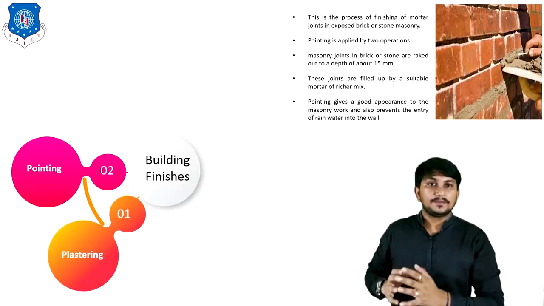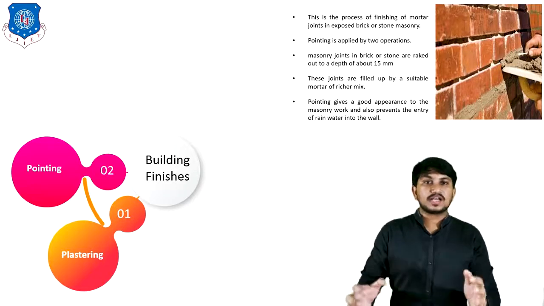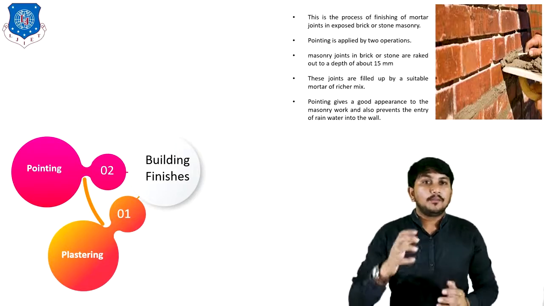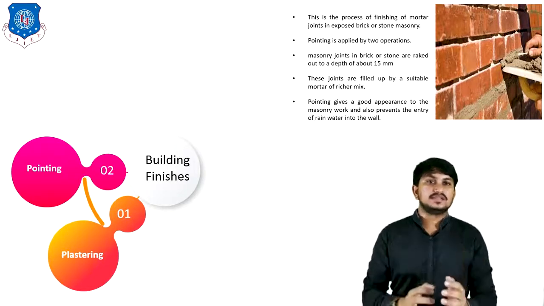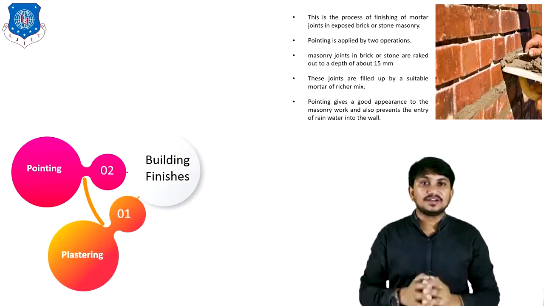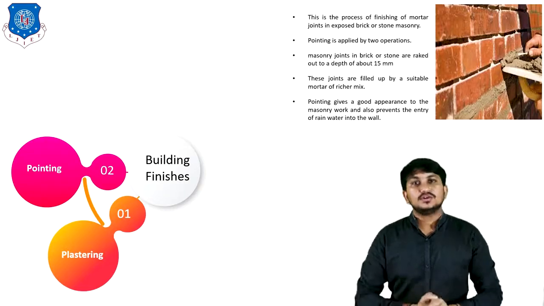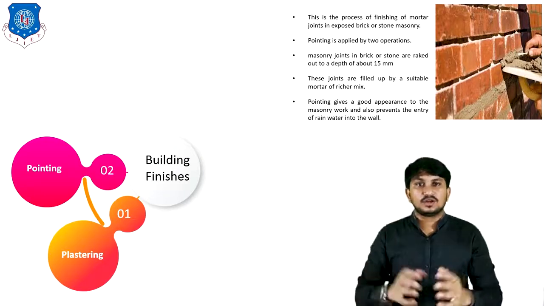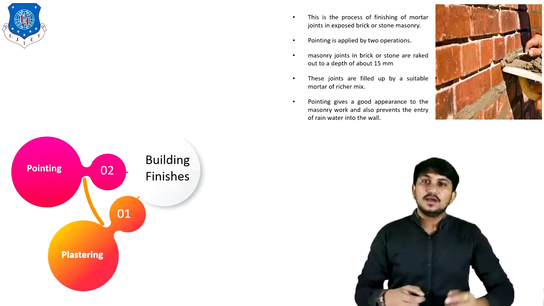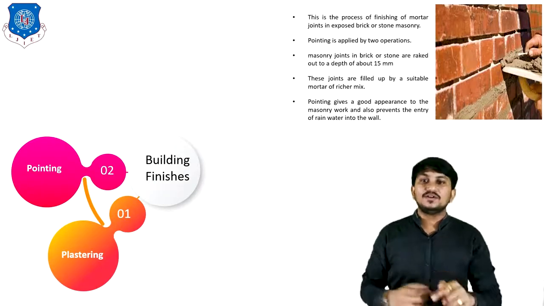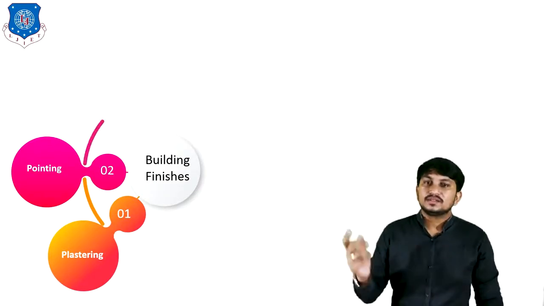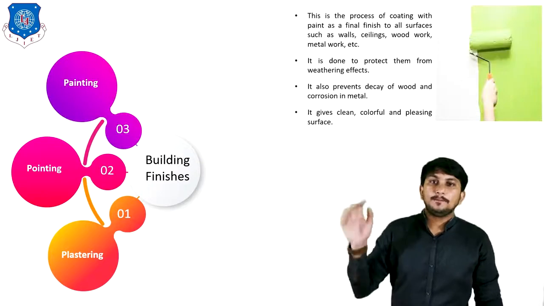These joints are filled up by a suitable mortar of richer mix. Pointing gives a good appearance to the masonry work and also prevents the entry of rainwater in the wall. So for exterior work or for exposed brick masonry work, pointing is carried out instead of plastering. Third building finish is painting.